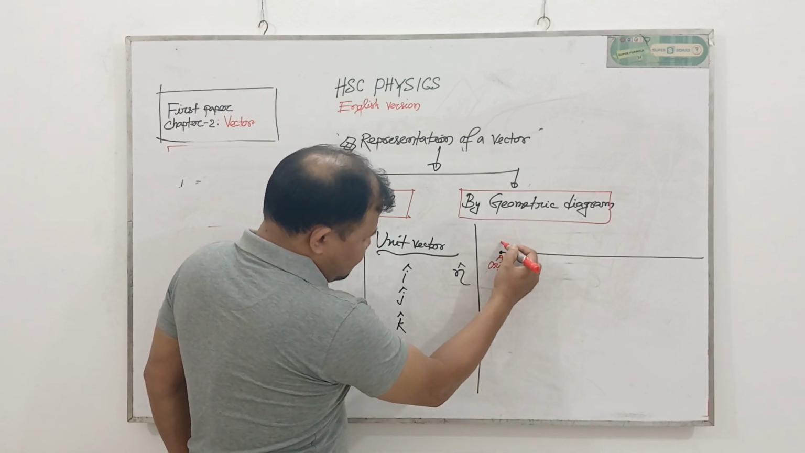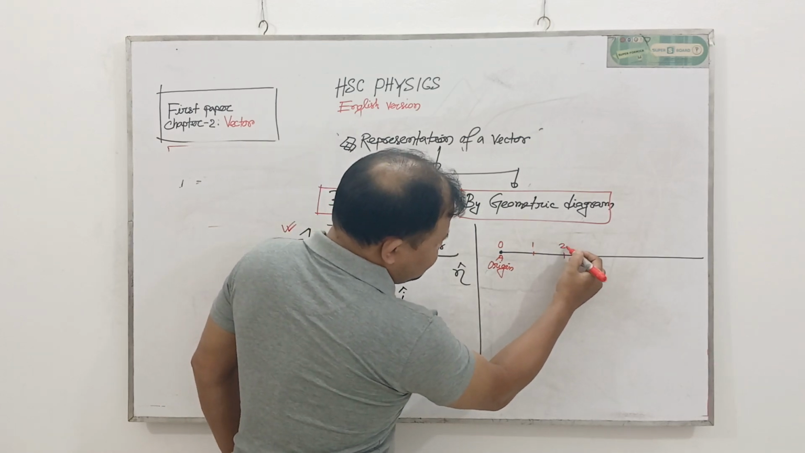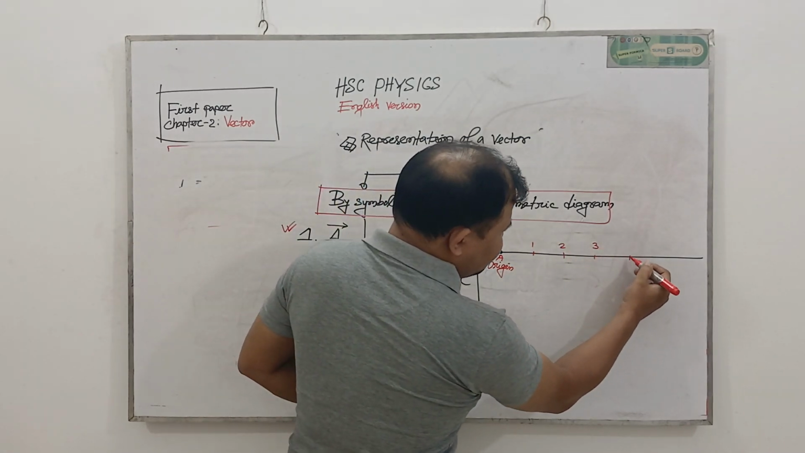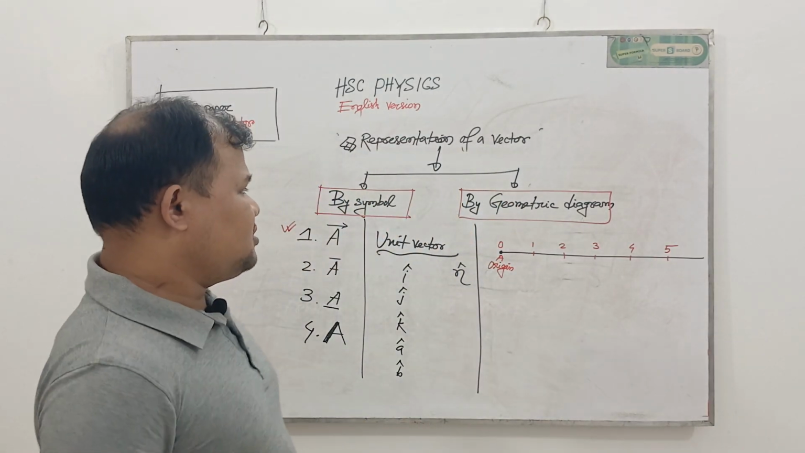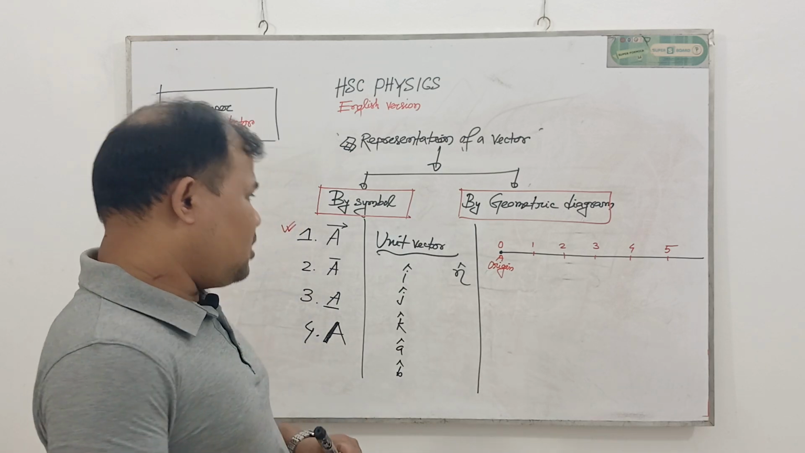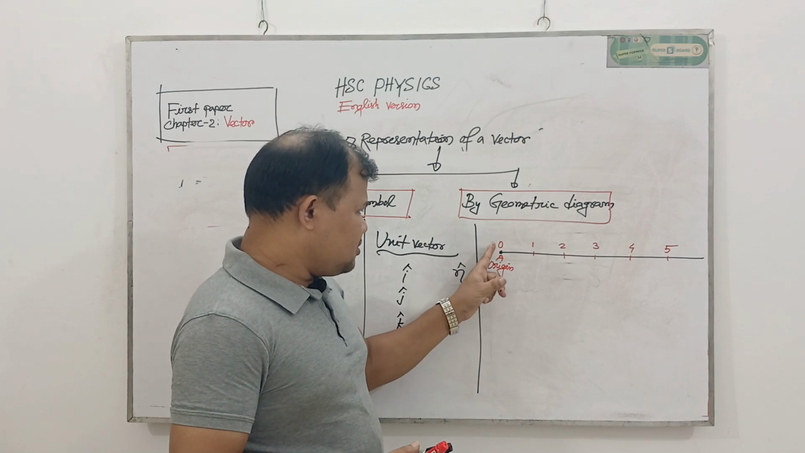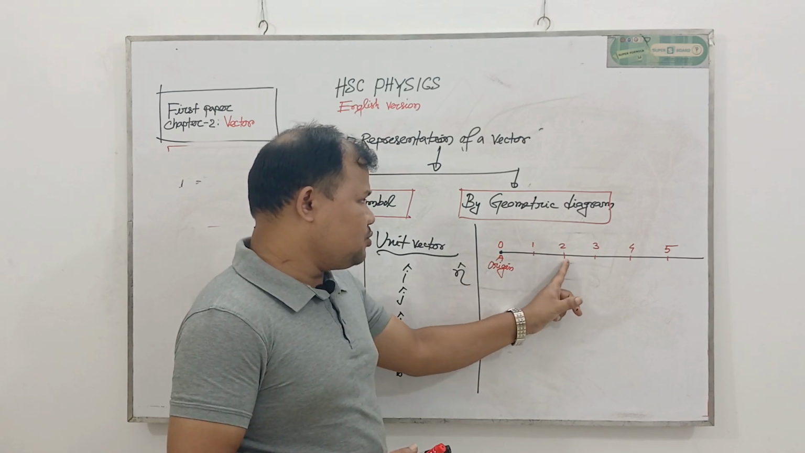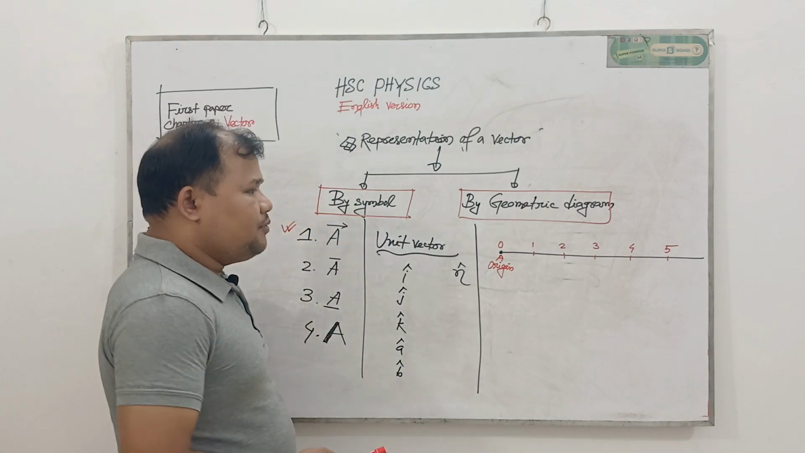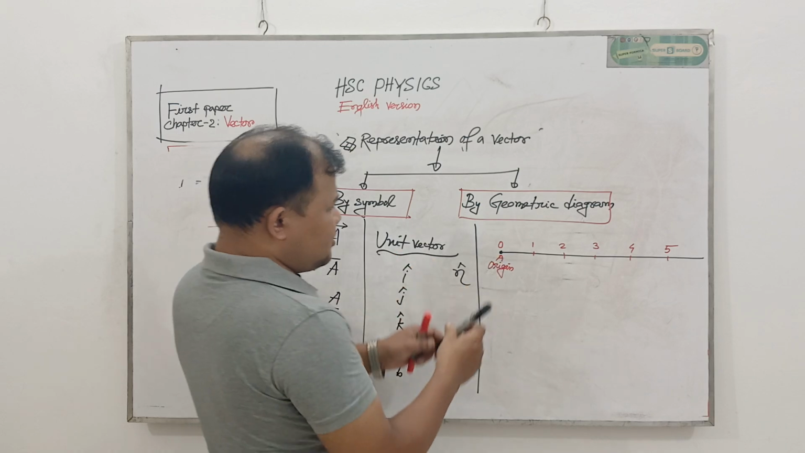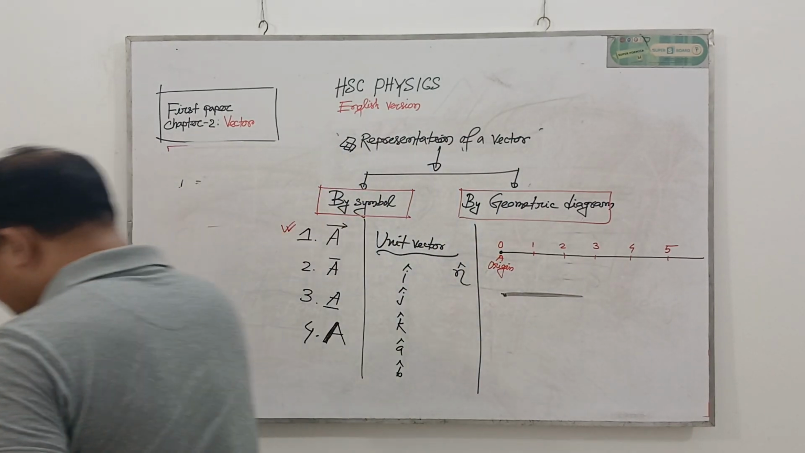Suppose this is 0 and this is 1 meter, this is 2 meter, this is 3 meter, this is 4 meter and this is 5 meter. My dear students, this is a straight line. On this straight line we start measurement at point A. This is 0 unit, this is 1 unit, 2 unit, 3 unit, 4 unit, 5 unit. Now if we take a line segment from this line, suppose we take from here 4 meter.